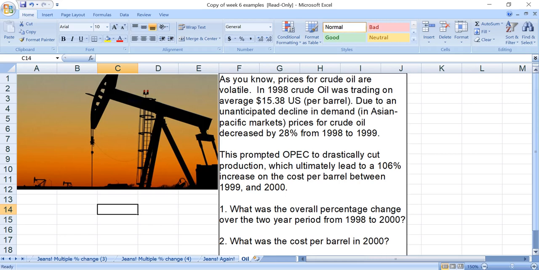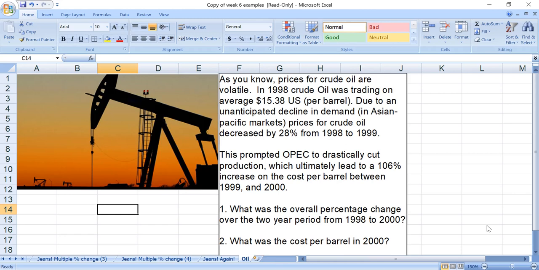So in the 1990s, OPEC cut production by 106%, and this led to a dramatic increase in the cost per barrel from 1999 to 2000. So then I would say, what is the overall percent change over the 2-year period from 1998 to 2000, and what's the cost per barrel in 2000?